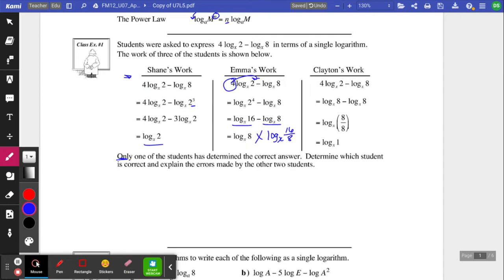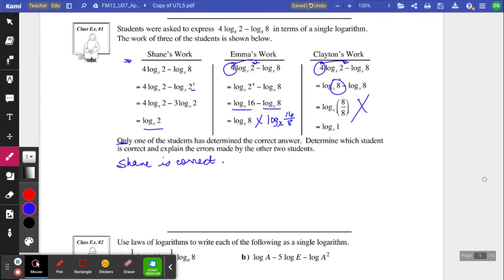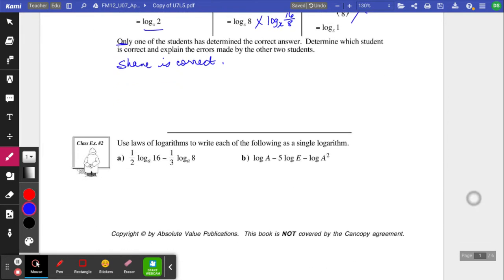Okay, let's look at Clayton. What did Clayton do? Clayton somehow put this 4 up here and got an 8. What did he do? He multiplied the 2 and the 4 rather than raising it to the power of 4. So this is definitely wrong as well. So Shane is correct. All right, so I just explained what the other 2 mistakes were.